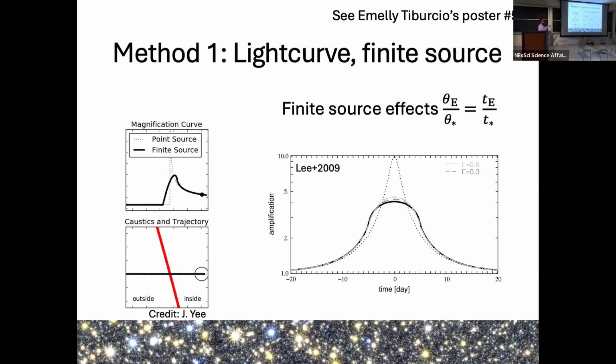We can use that finite source effect and the knowledge of the color and brightness of the source star to estimate the angular size of the source star, and then the ratio of the timescale of the event to the timescale of the caustic crossing allows you to set up this equation where you can get to the angular Einstein ring rather than just the timescale. So that removes the proper motion from the observable that we did have, the timescale.